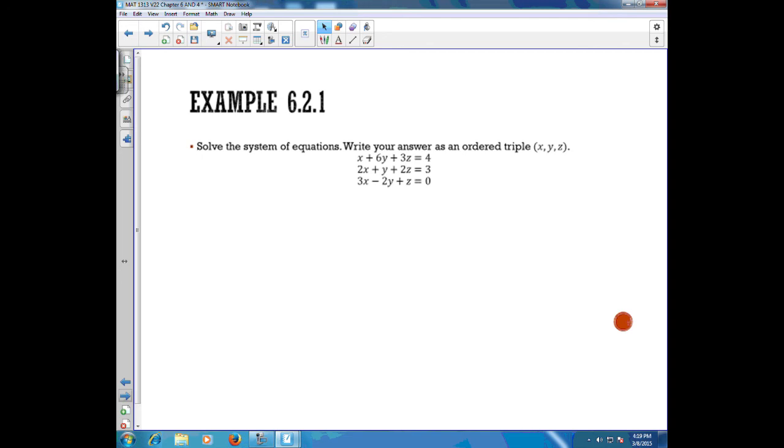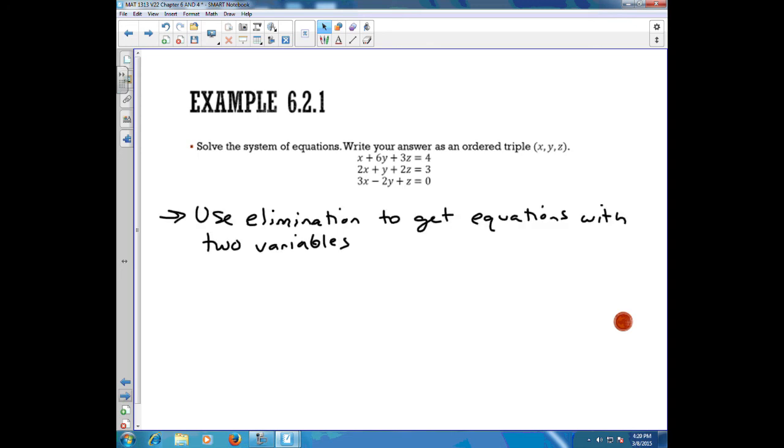So let's try this example. We want to solve the system of equations and write our answers as an ordered triple. When we're solving a system of equations with more than two variables, we have to use elimination. And when we use elimination, we have to use elimination a bunch of times. And so for the first step, we're going to use elimination to get equations with just two variables. So in other words, we're going to eliminate one of them from two sets.